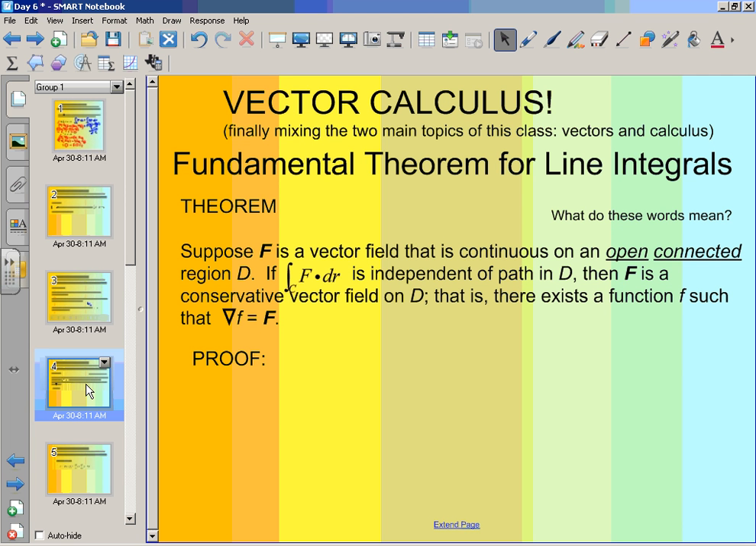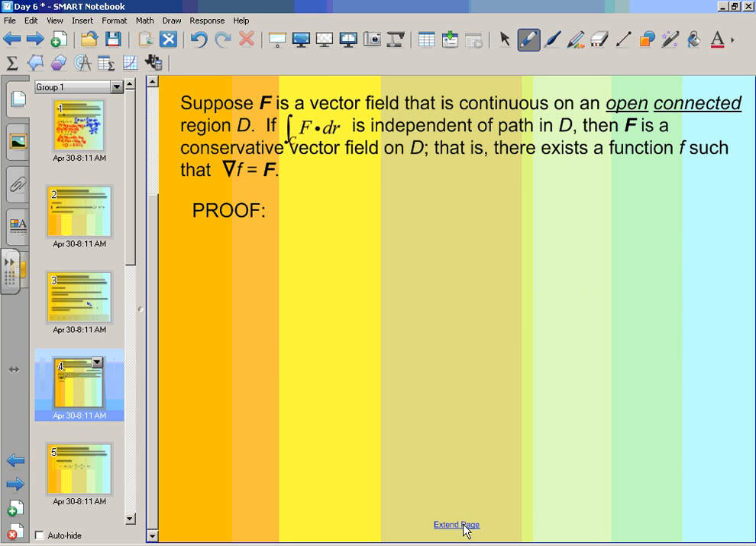Okay? So I want to go through this proof, and it's a little technical, but it's really a brilliant use of abstractness and generalities. So we actually are going to start off by defining this function f. We want to show that this function f exists such that the gradient of f is our vector field, and so we can start off by defining it.